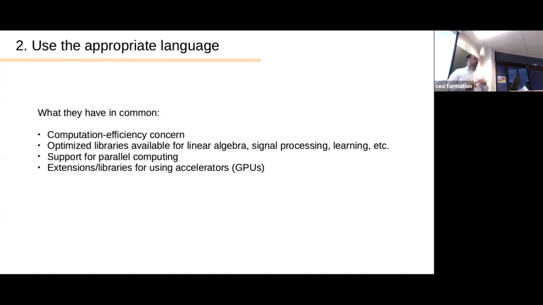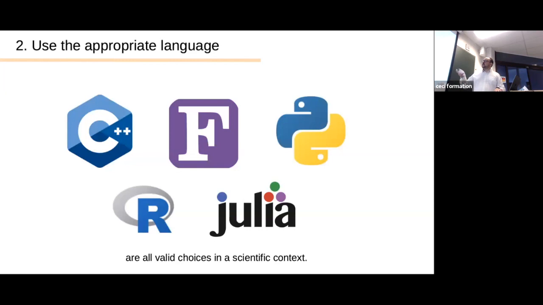It's important because the clusters, they have parallel machines. If you want to use all the power of the cluster, you need to write parallel software. And all of them have extensions or libraries for using GPUs or accelerators. If the language that you want to use does not have these features, it will be harder for you to write software for running on the clusters. So these are the typical languages that you will find on the clusters.